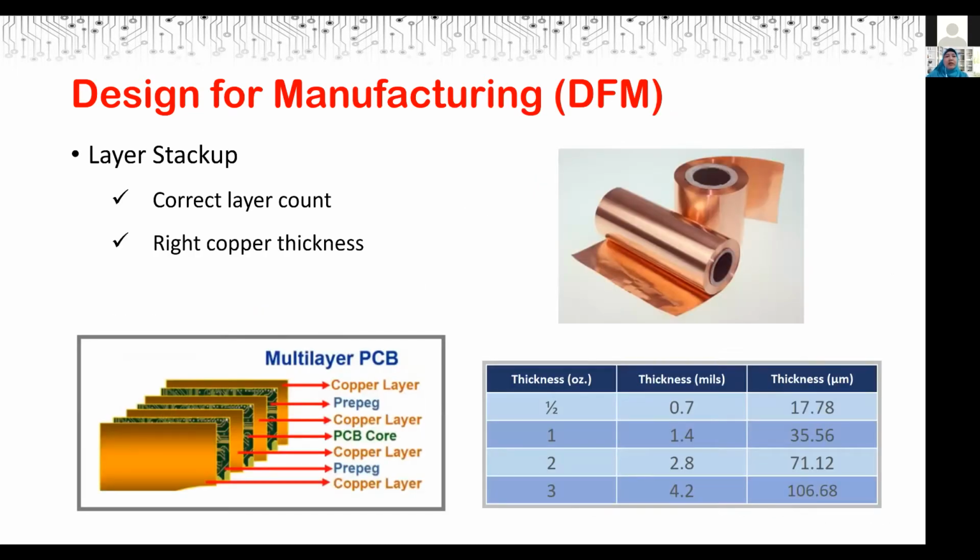Next will be the right copper thickness. Besides the copper foil layers, the layer stack up consists of other layers like your pre-preg and your PCB core. The PCB core is the core material that provides the rigidity to the PCB and also acts as a heat conductor to draw away heat from the PCB board so that your board does not heat up too much.